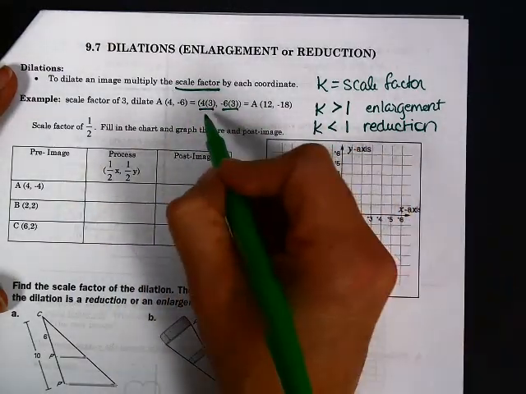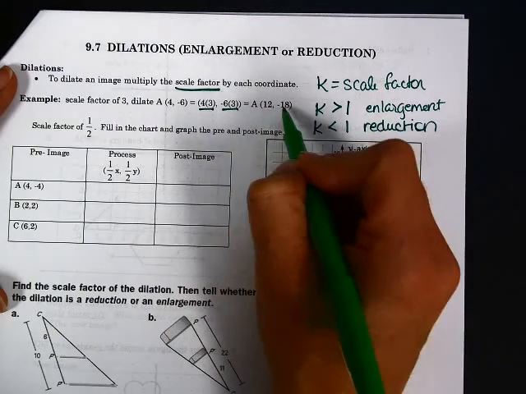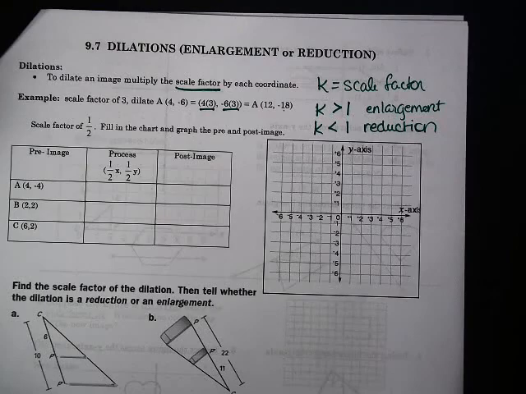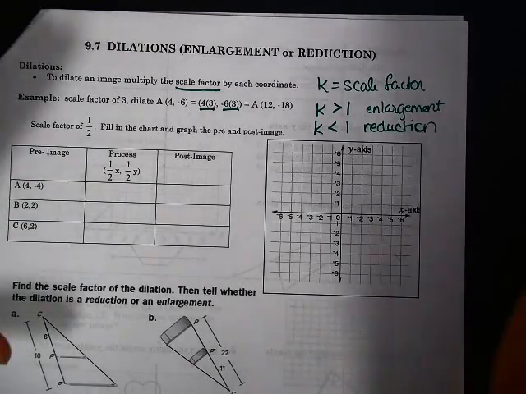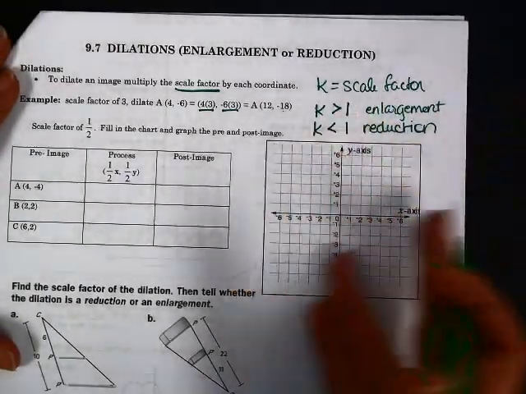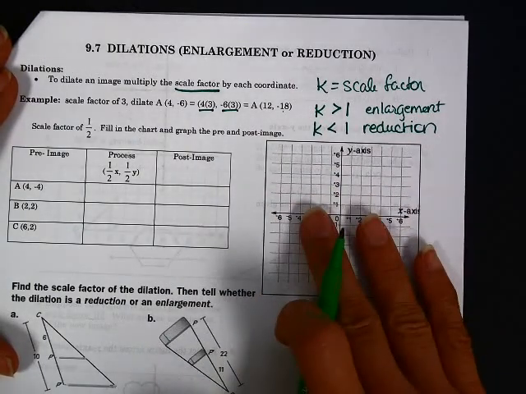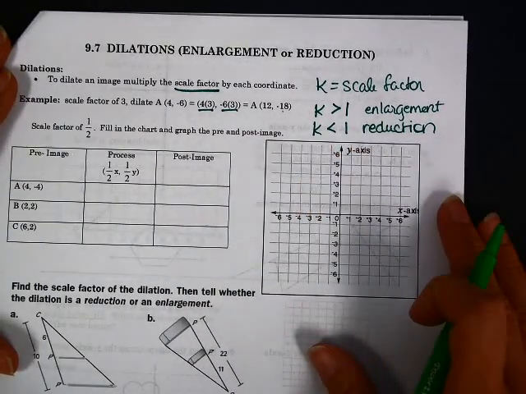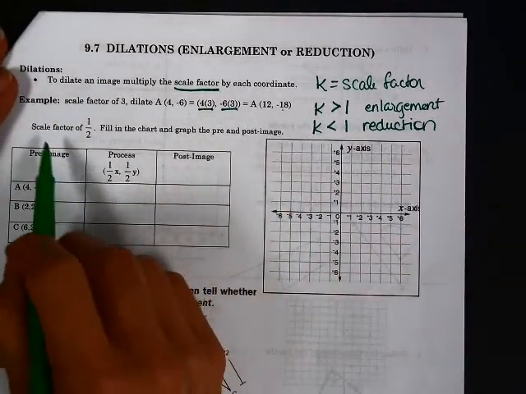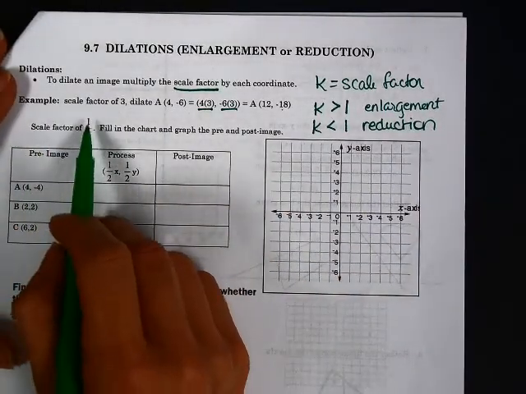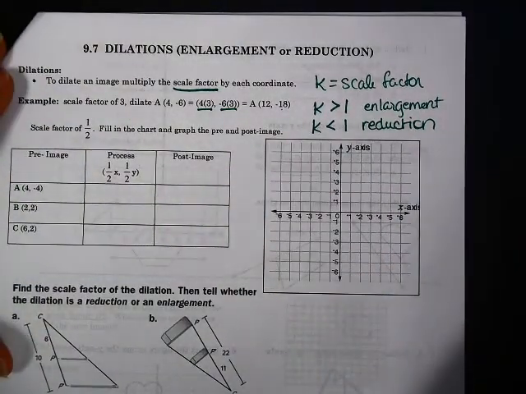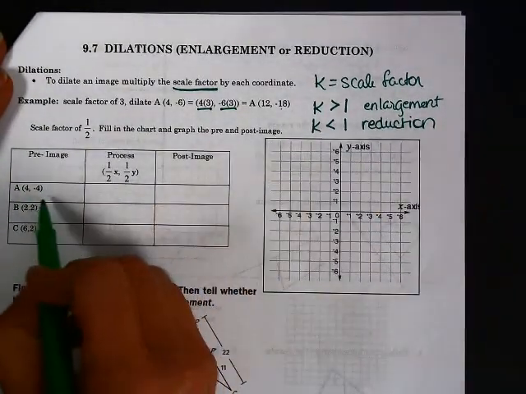So point A was at 4, -6. So I'm going to multiply 4 times 3, which is shown right here. And this -6 is going to be times 3, which is shown here. So my new point will be at 12, -18. Now you may be going, well, that's just a point. How did it enlarge? All it did was move. When you have a 2-dimensional shape plotted on here and you dilate each of the points, then you will see your enlargement. So let's practice that right here.